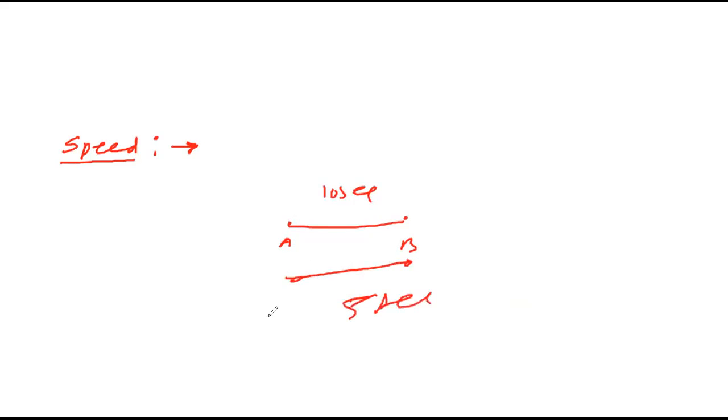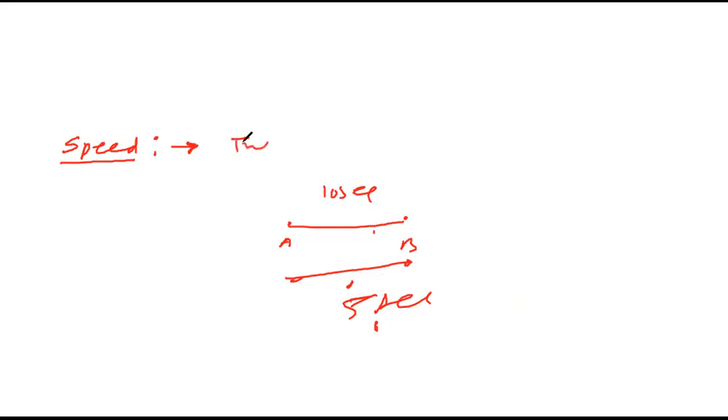Speed. Actually speaking, by speed we can come to know whether a body is moving fast or slow, irrespective of direction. Suppose one body covers A to B distance in 10 seconds, another body covers the same distance in 5 seconds. Whose speed is more? The 5 second one. That means we are finding distance covered with respect to time, and then we are able to say fast or slow.